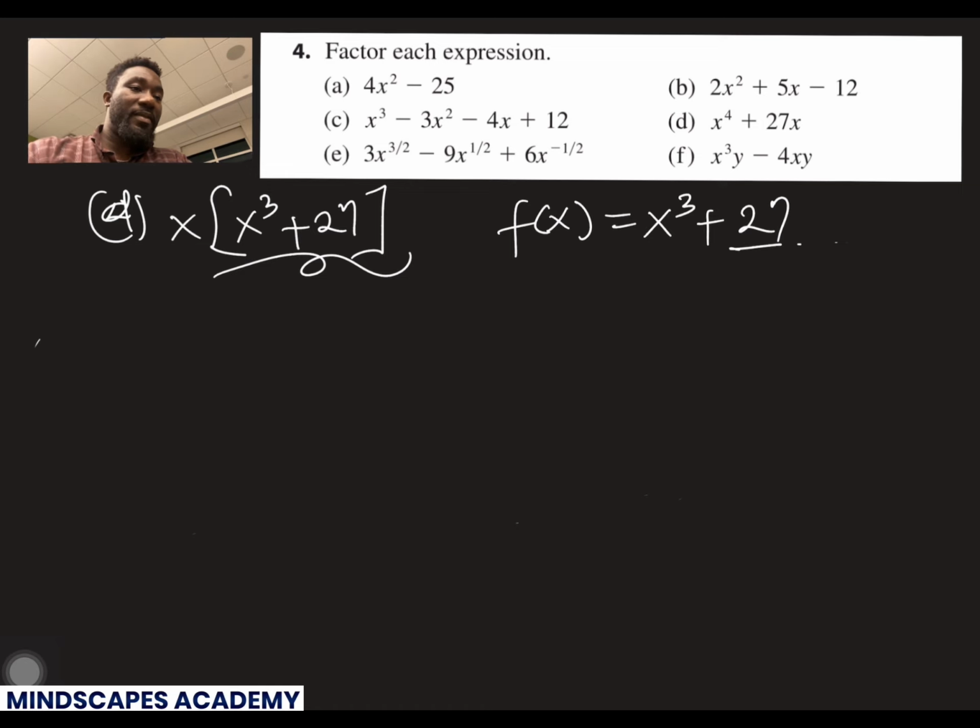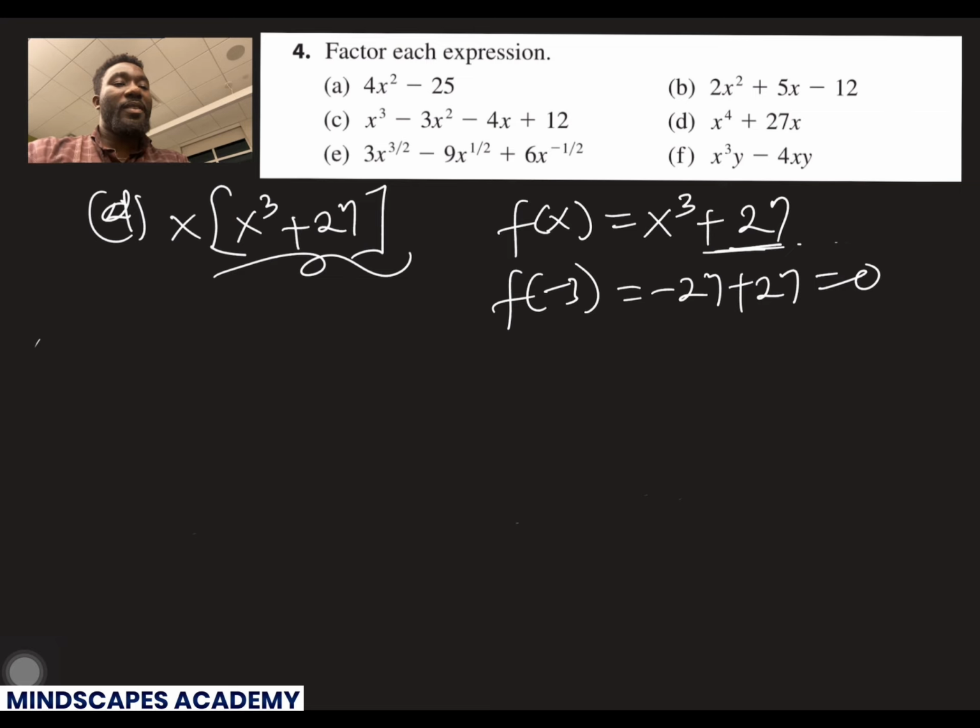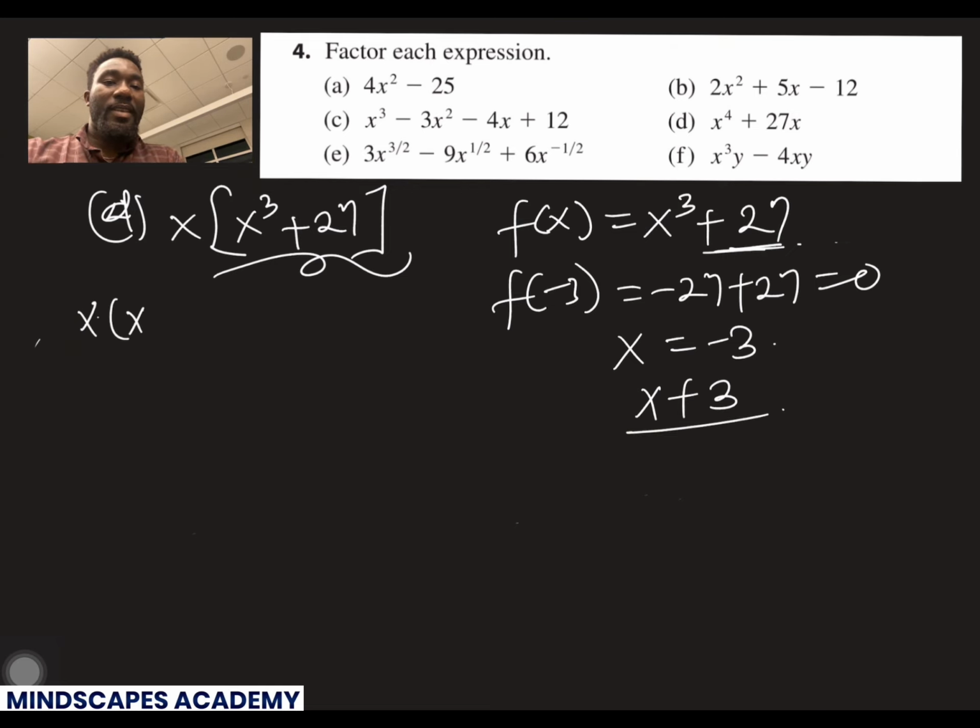You can see positive 27, and you see cube. So you should remember, oh, which number? Negative 3, right? So f of negative 3 will give you negative 3 cubed, which is negative 27, plus 27 equals 0. So that shows negative 3 is a real 0. That is, x equals negative 3 gives 0, so x plus 3 is a factor. So we have x plus 3.